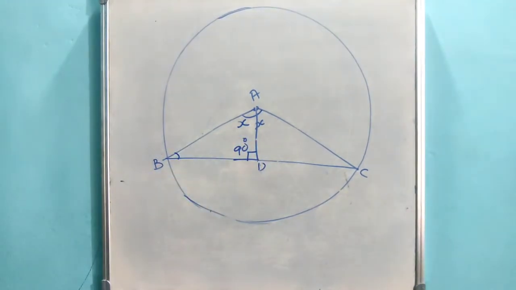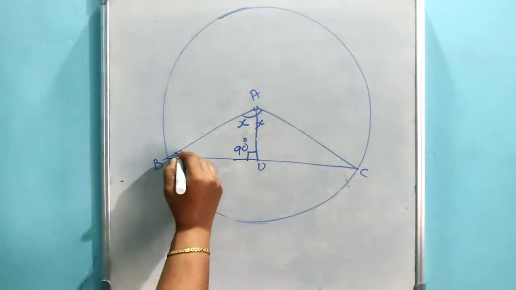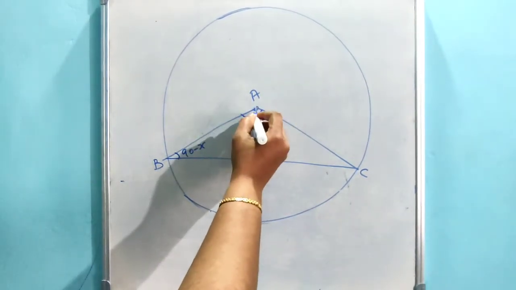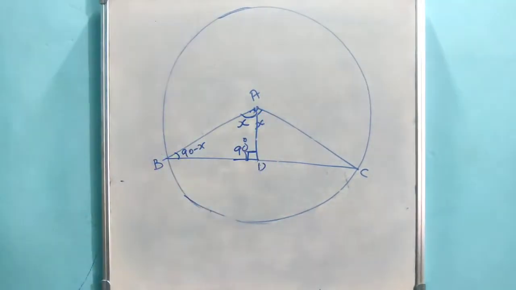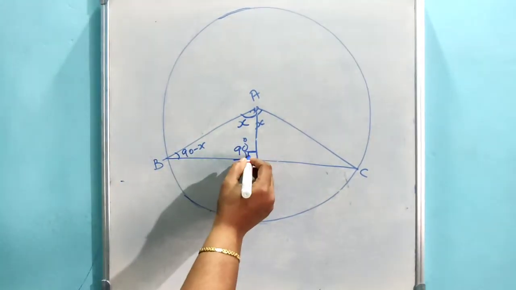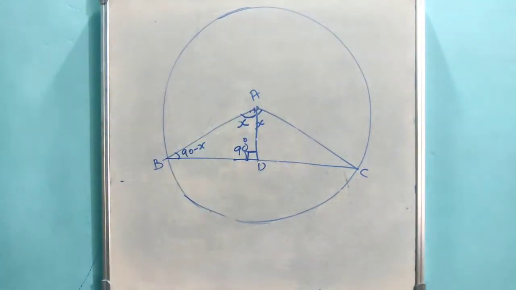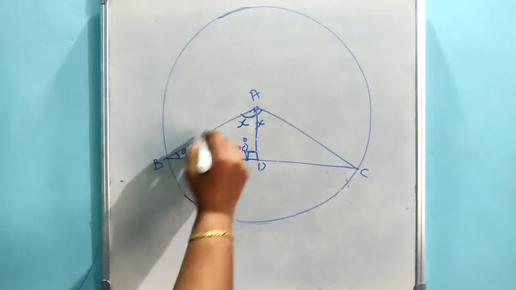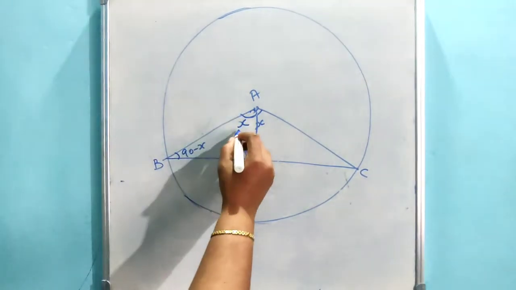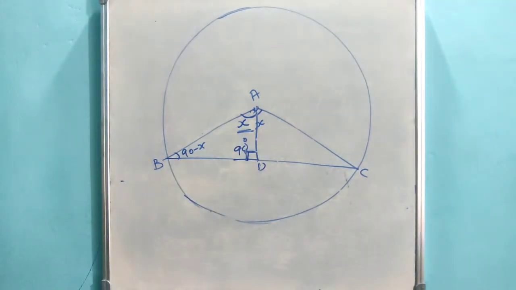And what about the third angle? That third angle is equal to 90 minus x, right? One angle is equal to 90 degrees and the second angle is x degrees. One angle by itself is 90 degrees, so the sum of the other two angles is also 90 degrees, because the sum of angles of any triangle is 180 degrees. So if one angle is x, then the other angle is 90 minus x.